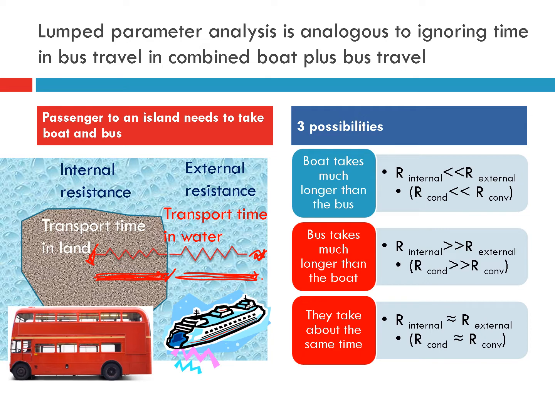The first case that we did, the lumped parameter, is where the internal transport time is small. This is the analogy to the diffusion time being small. So lumped parameter is when the heat conduction is very fast from the center to the edge. We are about to do the complementary situation where the external travel time is small.